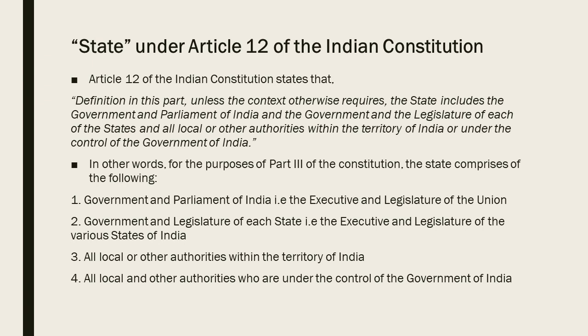One is government and the Parliament of India. So when we talk about government and the Parliament of India, that is the executive and the legislature of the union. Then the government and the legislature of each state. So that is the executive and legislature of various states that are in India. Then the local and the other authorities which are within the territory of India. The last one is local and the other authorities who are under the control of the government of India.